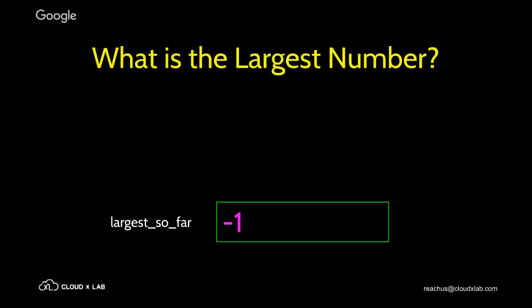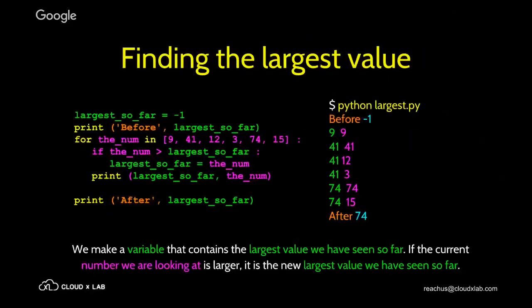The moment we encounter 3, 3 is greater than -1, so we replace largest so far with 3, and then we encounter 41. We compare 3 and 41 and keep 41. Then we encounter 12, which is less than 41, so we do not replace. Then 9, again less than 41, so we don't replace. Then 74, which is bigger than 41, so we update our largest value so far. Then we encounter 15, which is smaller than 74, and we do not touch that. So at the end of it, we have the largest number here.